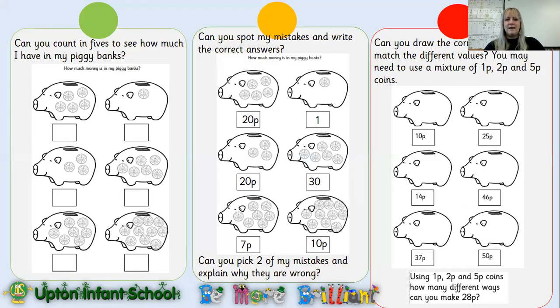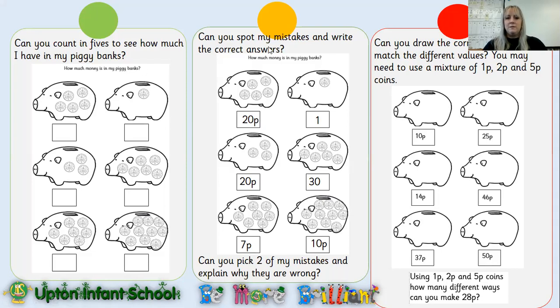Here's your activity today. Now, you have got some piggy banks, and in each of those piggy banks, there are some amounts. These are either written in coins or in numbers. So let's have a look. If you're going to do the green task, I've asked if you can count how much is in each of my piggy banks, just like we were doing with the teddy bear, and then write your answer down for me. Remember to add that P letter so that we know we are counting in money and not in bananas or apples or sweets. We are counting in pence.